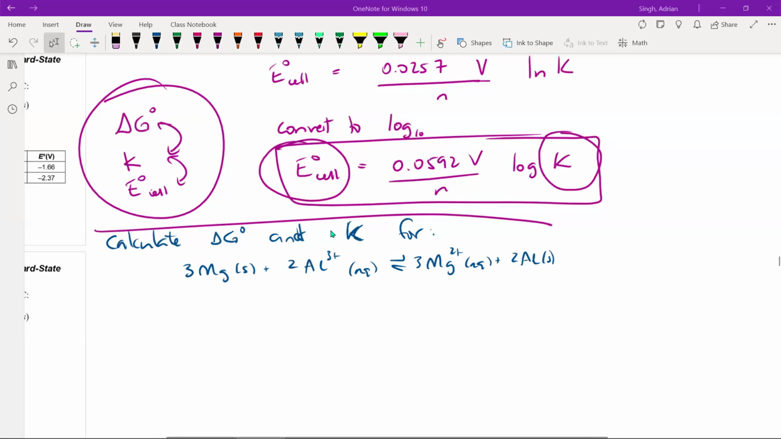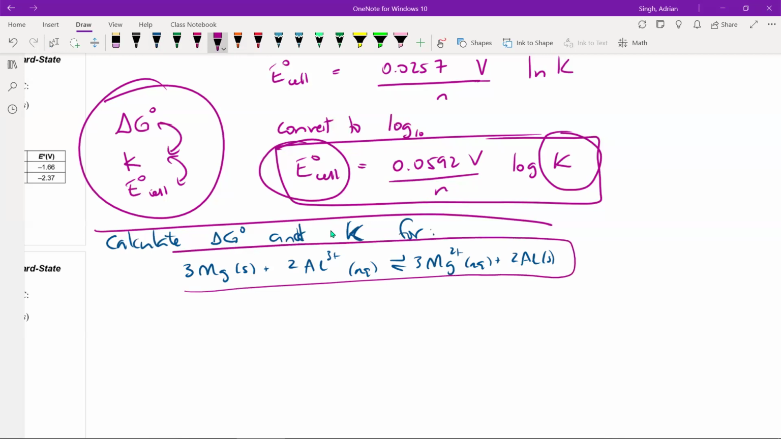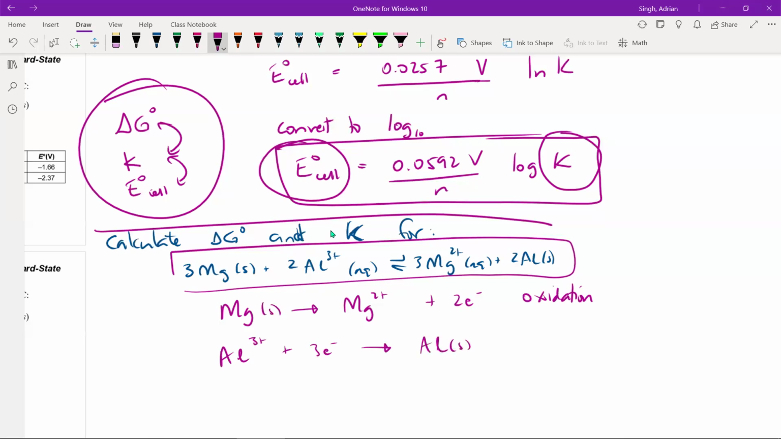All right, so here we need to calculate delta G naught and K, so Gibbs free energy and the equilibrium constant for this system. So we have magnesium reacting with aluminum ion to produce magnesium ion and aluminum. First thing we need to do is write out the half reactions. So we have Mg producing Mg 2 plus and 2 electrons. This is going to be our oxidation. And then the reduction would be the Al 3 plus gaining 3 electrons to produce Al solid, right? That would be our reduction that's happening.